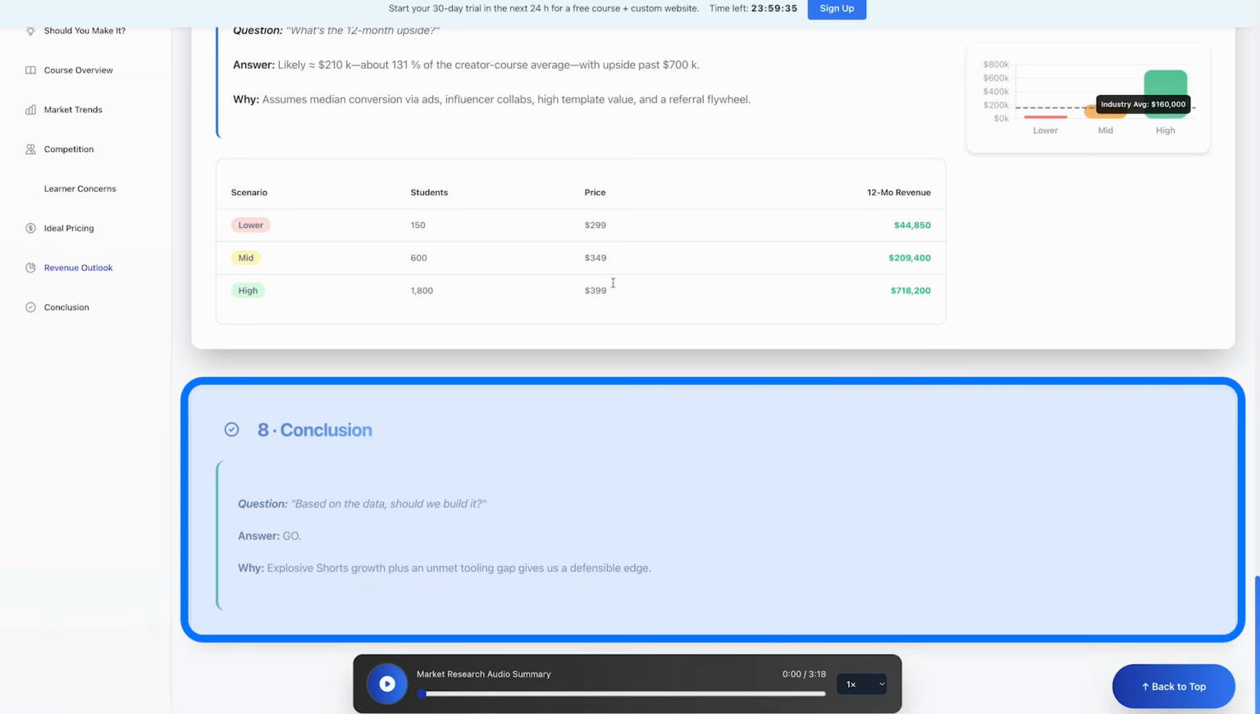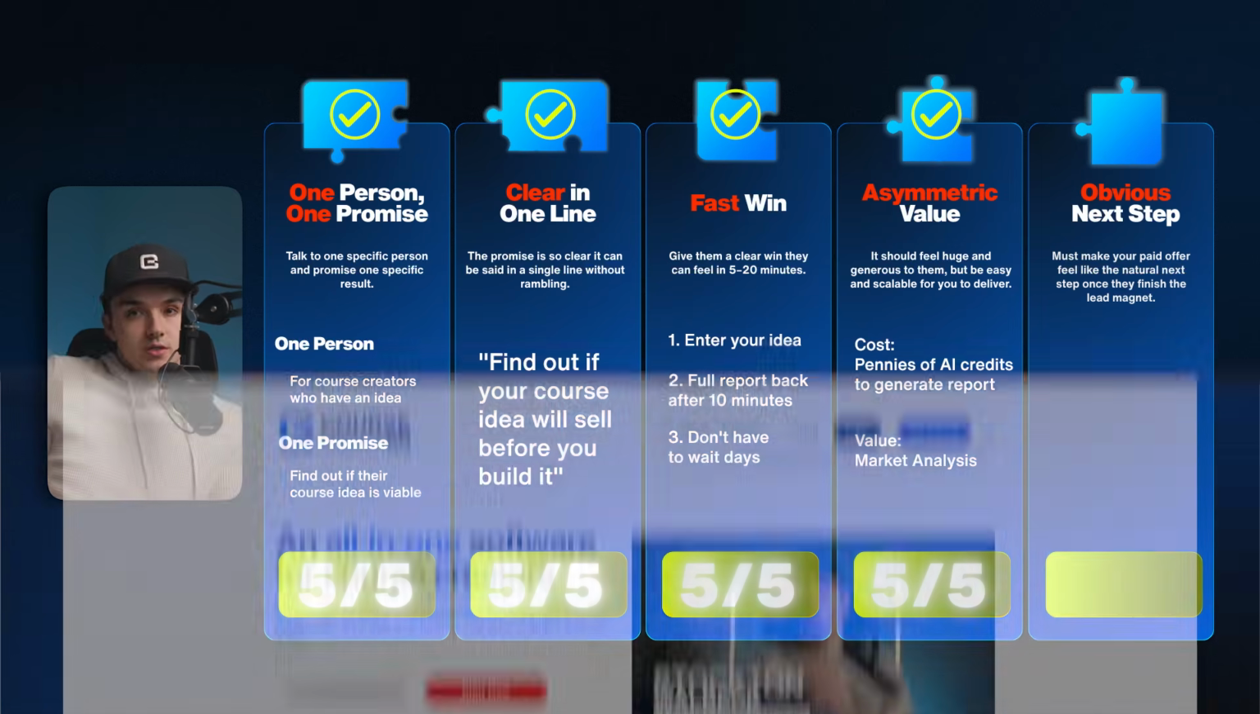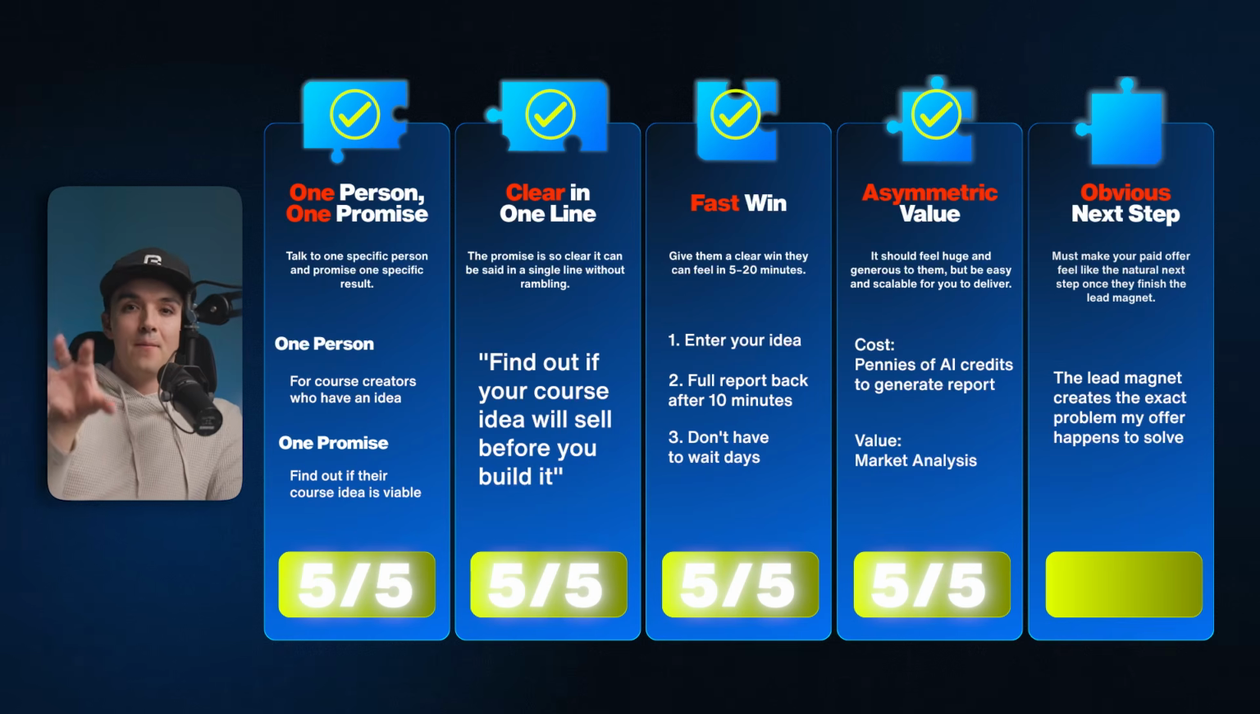The report reveals their idea is viable. Now they need to actually build and sell the course. What solves that? CC360. The lead magnet creates the exact problem my offer happens to solve. 5 out of 5. And that's why it works. It's not luck. It is just following these 5 rules.